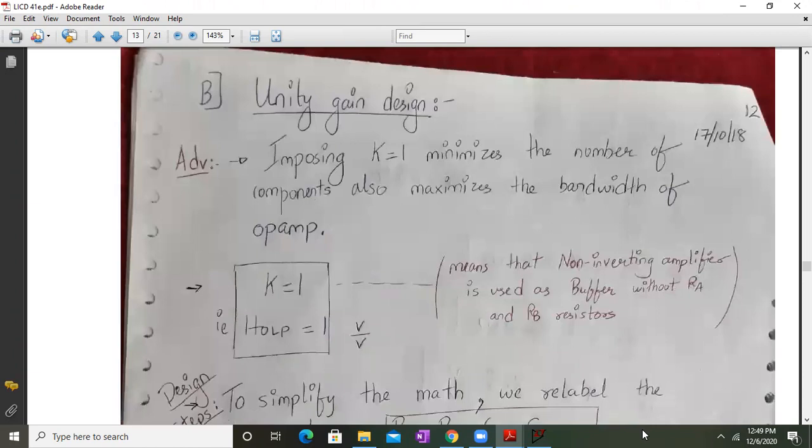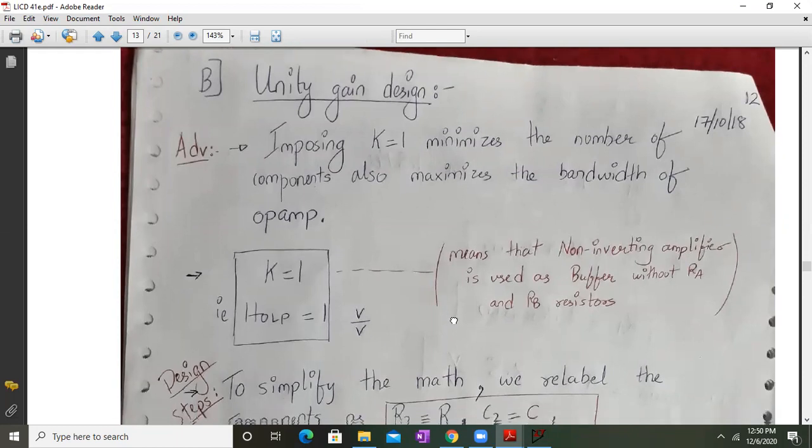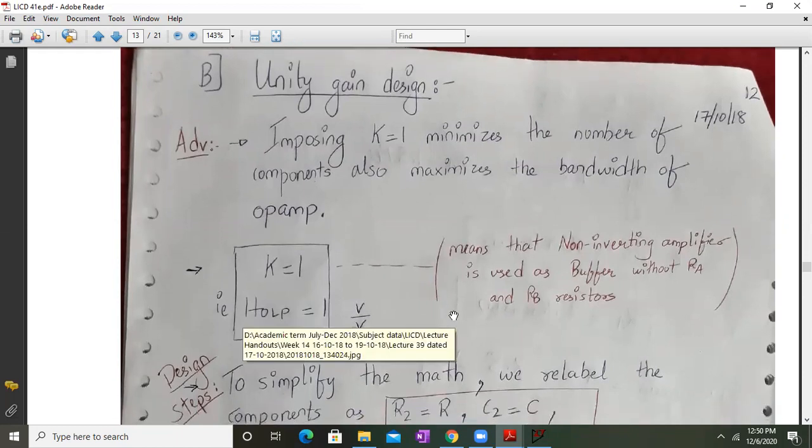So the second technique is the unity gain design. Unity gain design is making K equal to 1. When we make K equal to 1, that means we have designed the op-amp as a buffer, not a non-inverting amplifier. So we will make a non-inverting amplifier as a buffer without RA and RB. If we don't have RA and RB in the circuit, that becomes a unity gain design. That means K is equal to 1. So when K is equal to 1, HOLP is equal to 1, right?